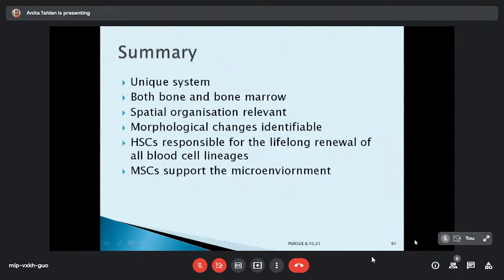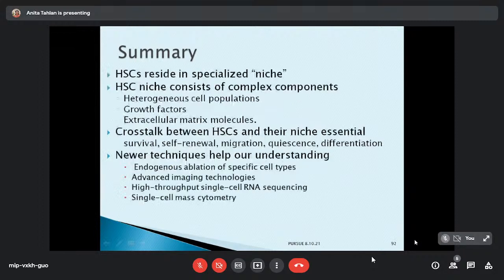So, to summarize, bone and bone marrow is a unique system with relevant spatial organizations. There are morphological changes which are identifiable and which are correlated with disease and normal states. Hematopoietic cells are unique in the sense that they respond to all our needs, they keep us going for a long time, and the mesenchymal stromal cells keep supporting this microenvironment.